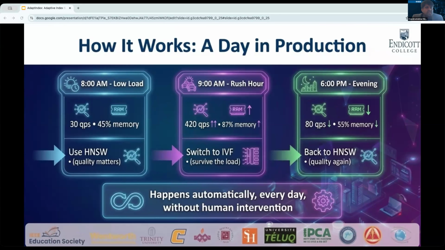Let me walk through a typical day. For example, at 8 a.m., low traffic, 30 queries per second, plenty of memory. AdaptIndex keeps the HNSW index running for maximum quality. At 9 a.m., the morning rush hits, 400 plus queries per second, and memory climbs to 87%. The system detects this and switches to IVF within 60 seconds, preventing a crash. By 6 p.m., traffic drops again and we switch back to HNSW for better search quality. This happens automatically every day without any human intervention.